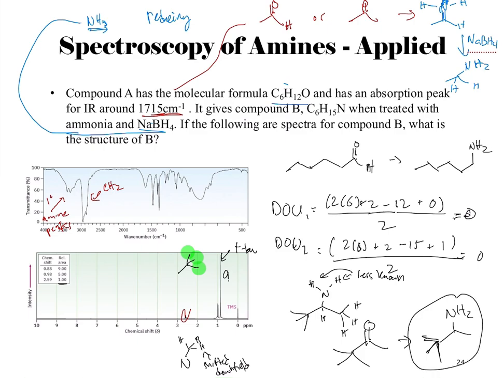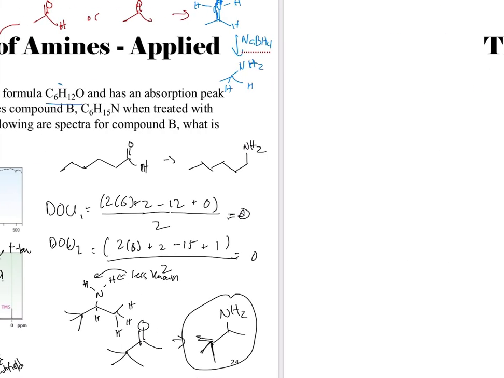And combining the IR, which tells us that it has to be a primary amine, and the fact that the one proton that's shifted downfield is the one on the carbon that's bonded to the nitrogen itself, that's how we would determine this. So that would be our conclusion for the spectroscopy of amines.